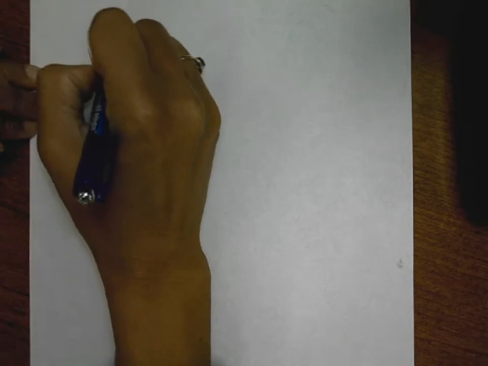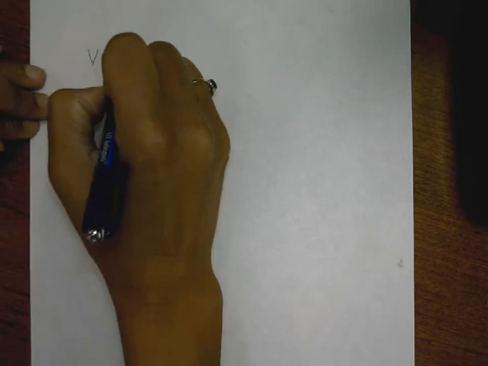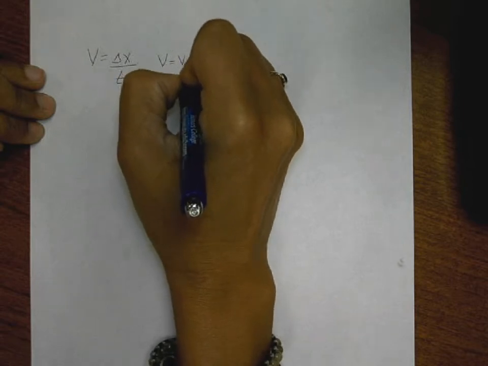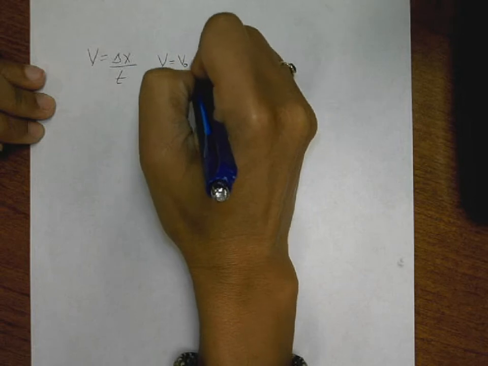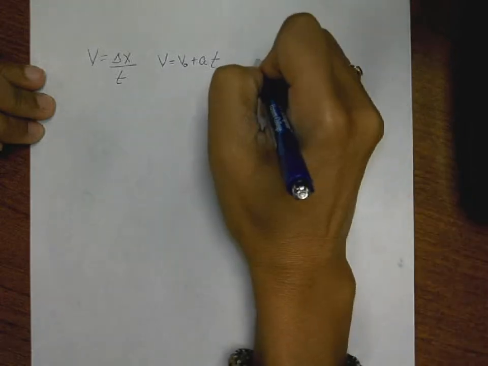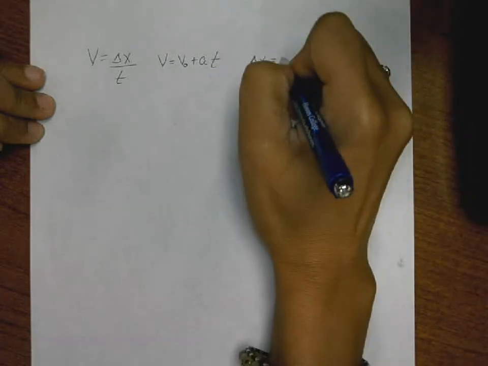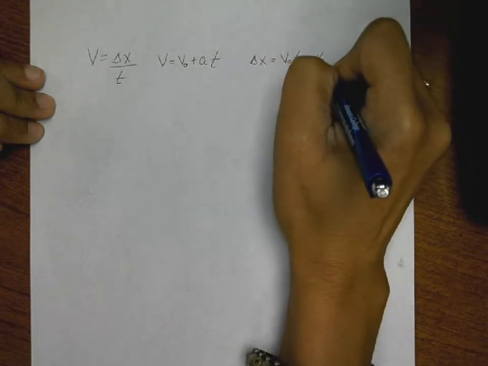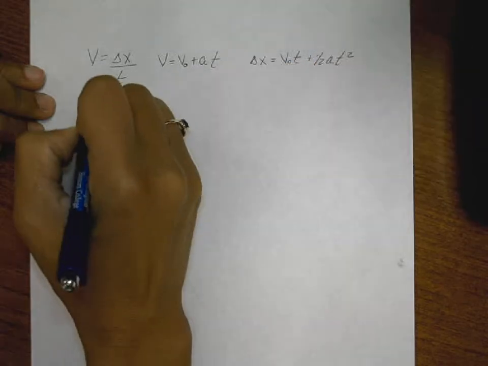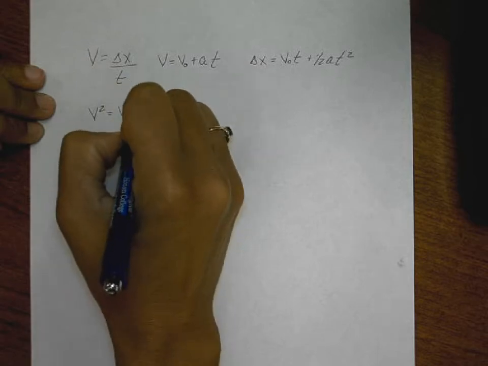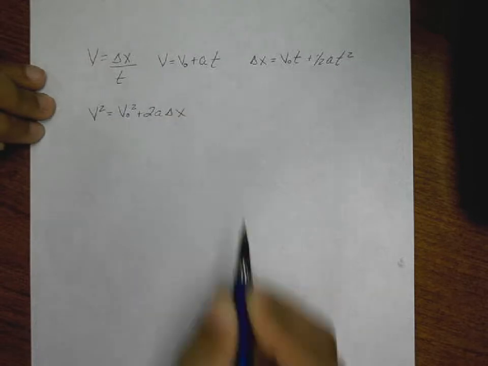The first one is v is equal to the change in the position over time, delta x over t. The second one is v, final velocity, is equal to v naught, the initial velocity, plus a times the time. The third one is the change in the position is equal to the initial velocity times the time, plus 1/2 acceleration times the time squared. And last, velocity squared is equal to the initial velocity squared plus 2a times the change in the position.